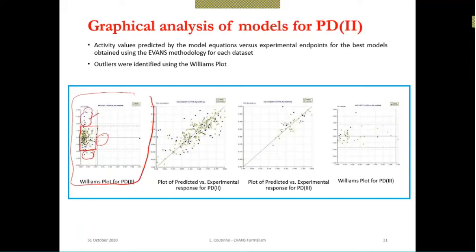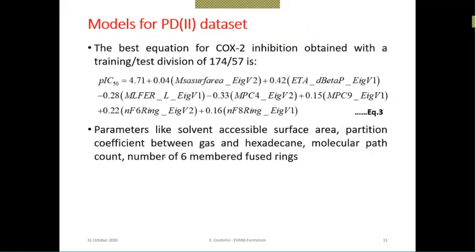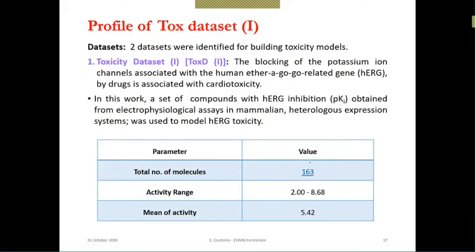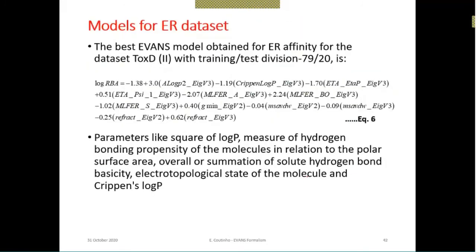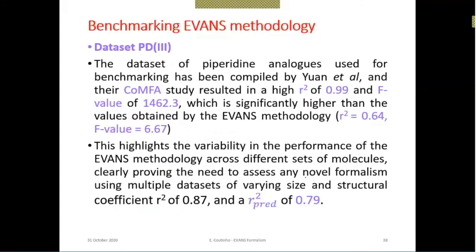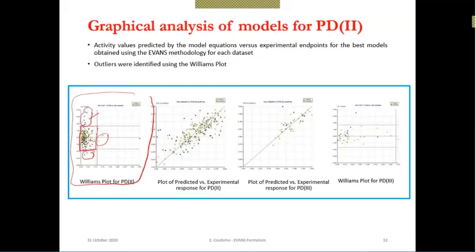Now, I just want to go back and look at the PD2 data set. Remember, the size of the PD2 data set is 163 molecules. So about 154 of these molecules are actually here. Please put it in perspective: 154 out of 163 molecules are within this boundary, and only 8 or 9 are outside, plus about 2 out here which are outside the boundary.